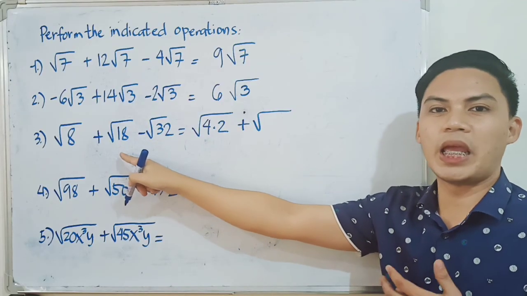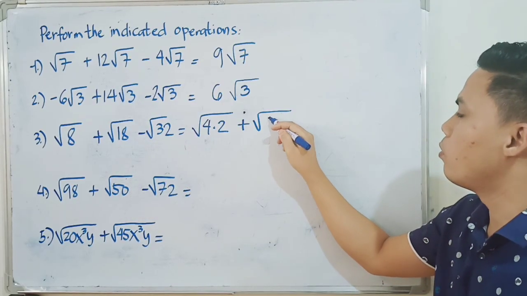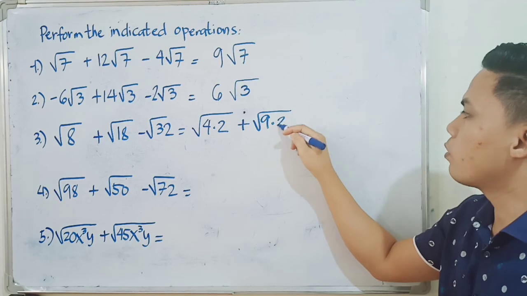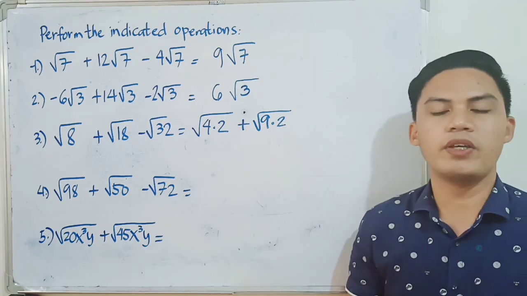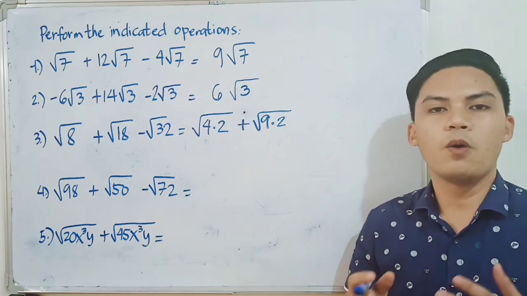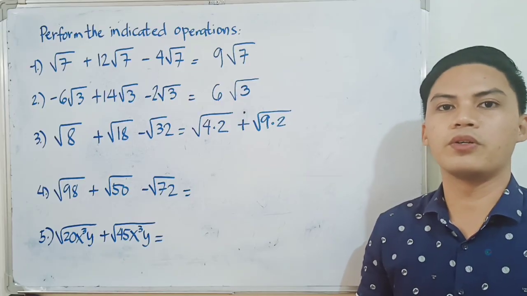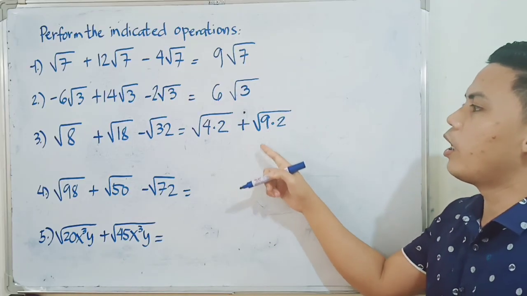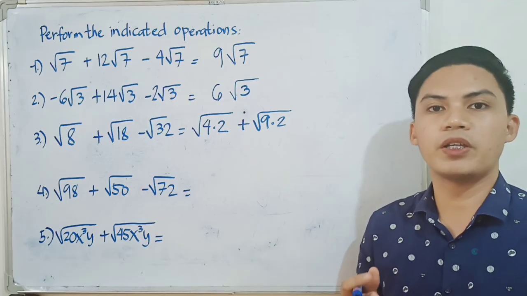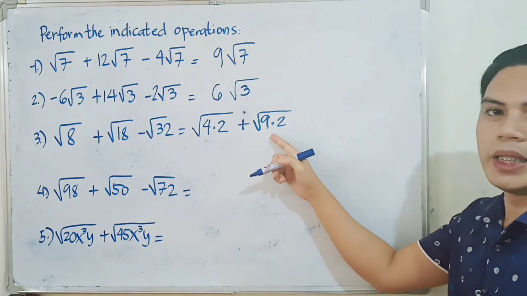Ano yung mga factors ni 18? We have 9 and 2. So 9 times 2. Pwedeng 6 times 3, kaso nga lang sa 6 times 3, walang perfect square sa dalawang factors. So we make sure na isa sa kanila would be the greatest perfect square. So we will have 9 times 2.